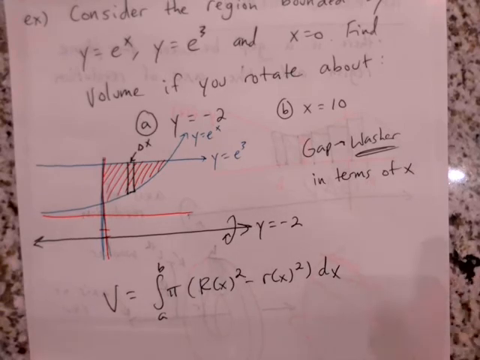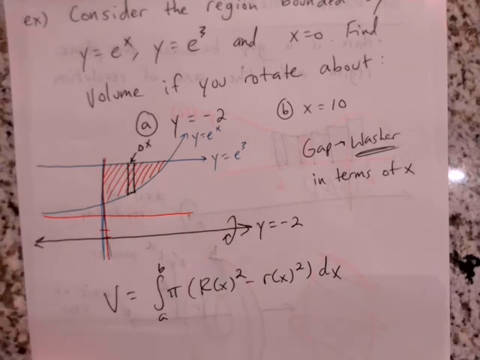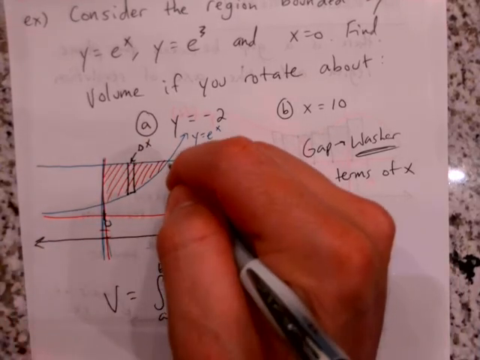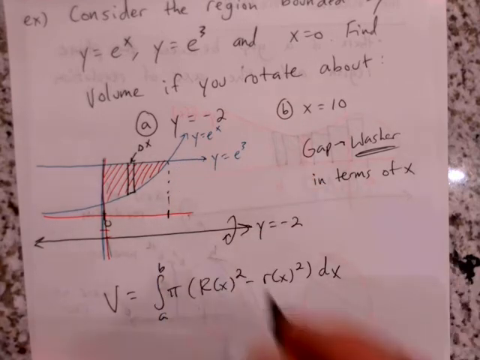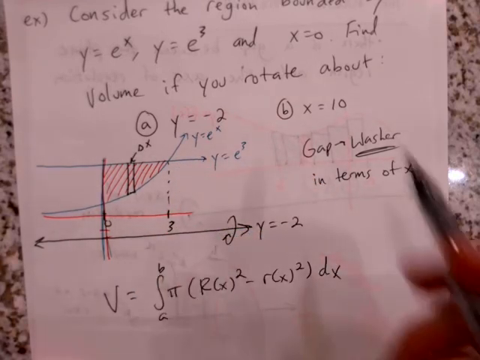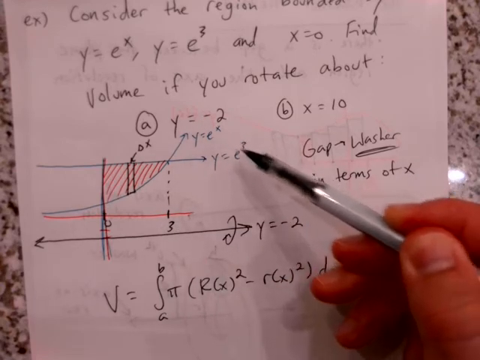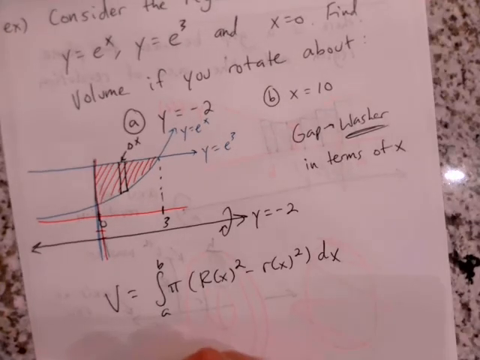So first the bounds. Now the bounds are in terms of x, and the bounds are where your region starts. We start right here at 0, and where the region ends, we end right there, which is at 3. And we know that because that's the x value where e to the x equals e cubed. X equals 3. And so we have the integral from 0 to 3 times pi.